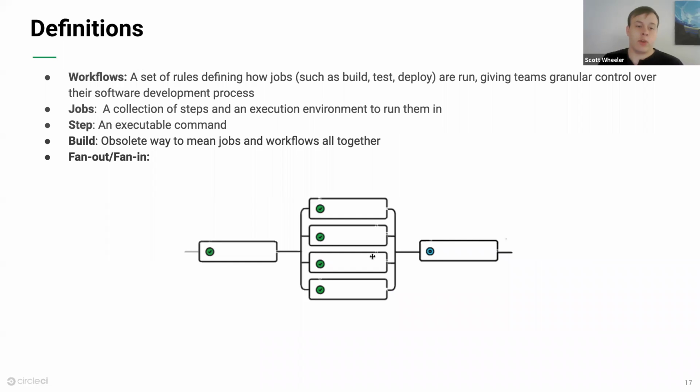Some definitions with workflows. A workflow is a set of rules defining how jobs such as build, test, and deploy are run, giving teams granular control over their software development process. A job is a collection of steps and an execution environment to run them in. A step is an executable command. A build is an obsolete way to describe jobs and workflows altogether. And then an example of that fan out, fan in workflow is the image on the screen.